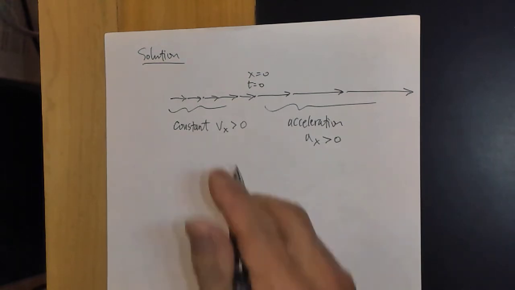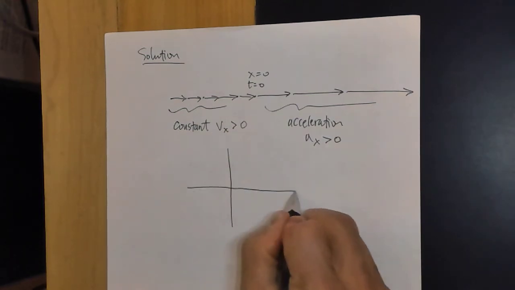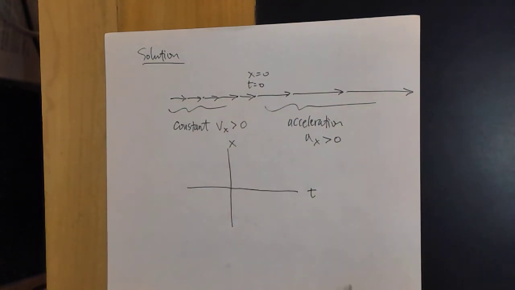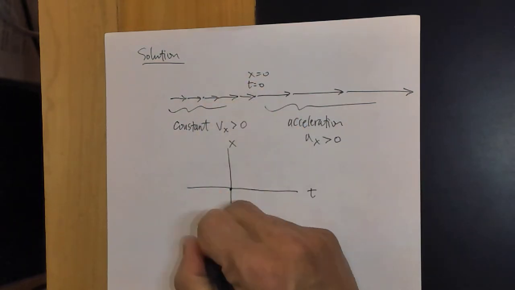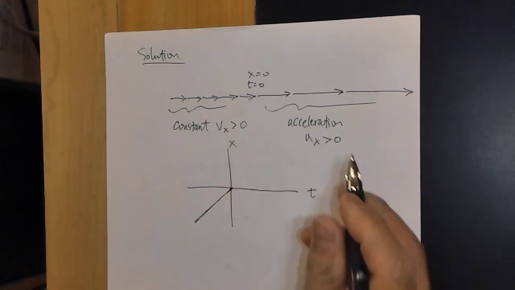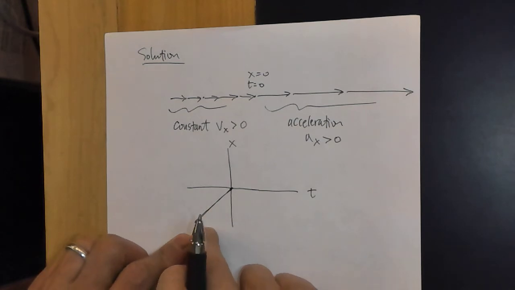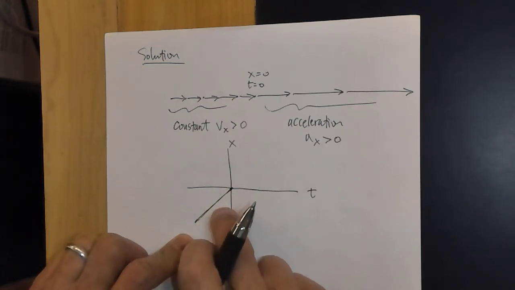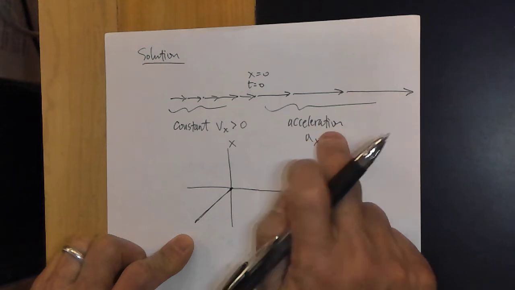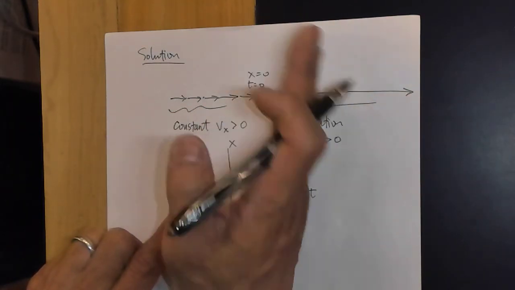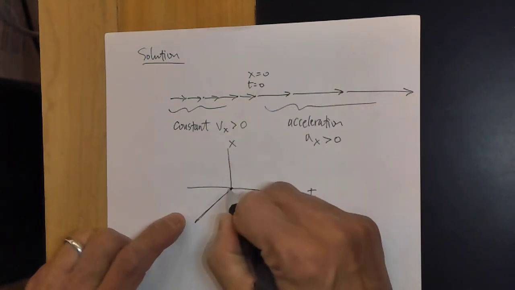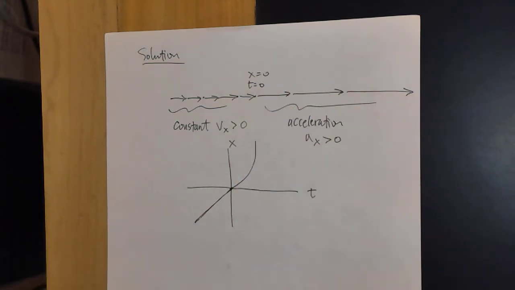If I'm going to draw what x looks like versus t, first of all, it has to go through the origin because that's what I have here. Over here, the slope must be positive, so let's make it like this. Constant velocity means you have a straight line for x versus t. Now, when we have a positive acceleration, the slope is getting more and more vertical. It's going to bend, something like this. All right. Any questions about this?